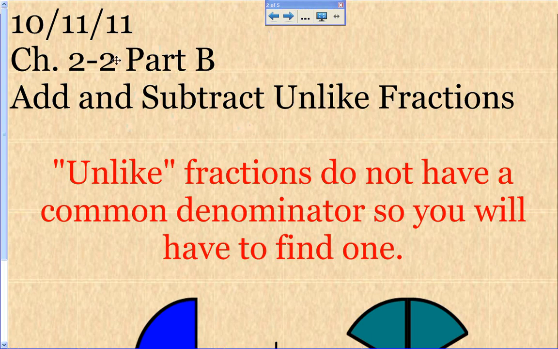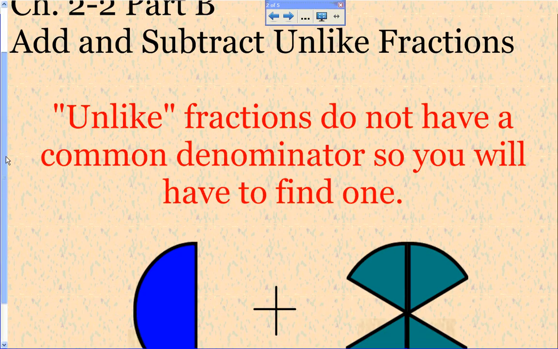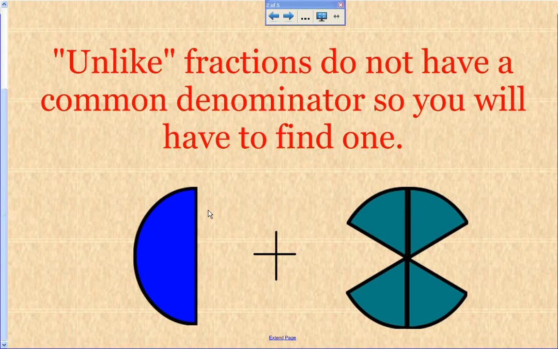These notes are from chapter 2.2 in your textbook, part B. It's called Add and Subtract Unlike Fractions. And again, that just means that they do not have a common denominator. So if you look at this problem at the bottom, we're going to talk a little bit more about this.